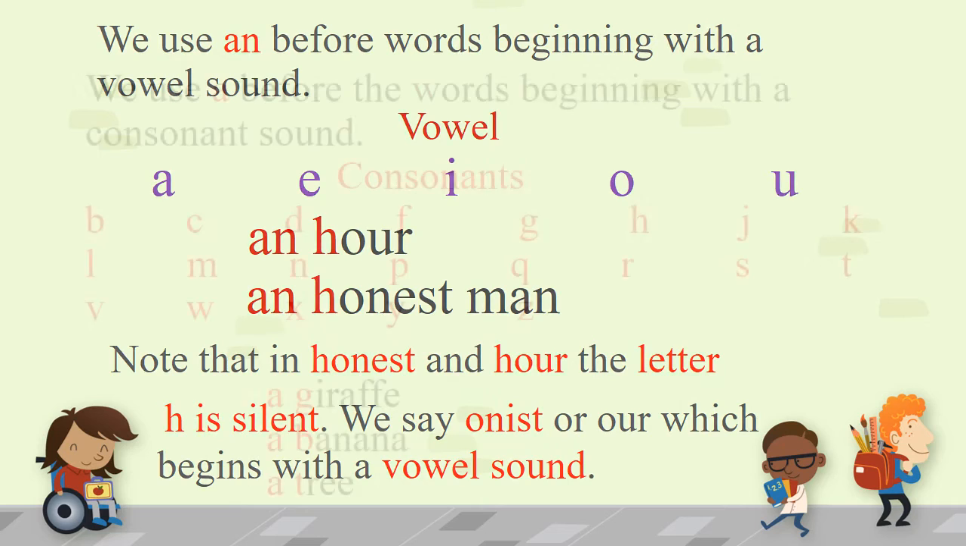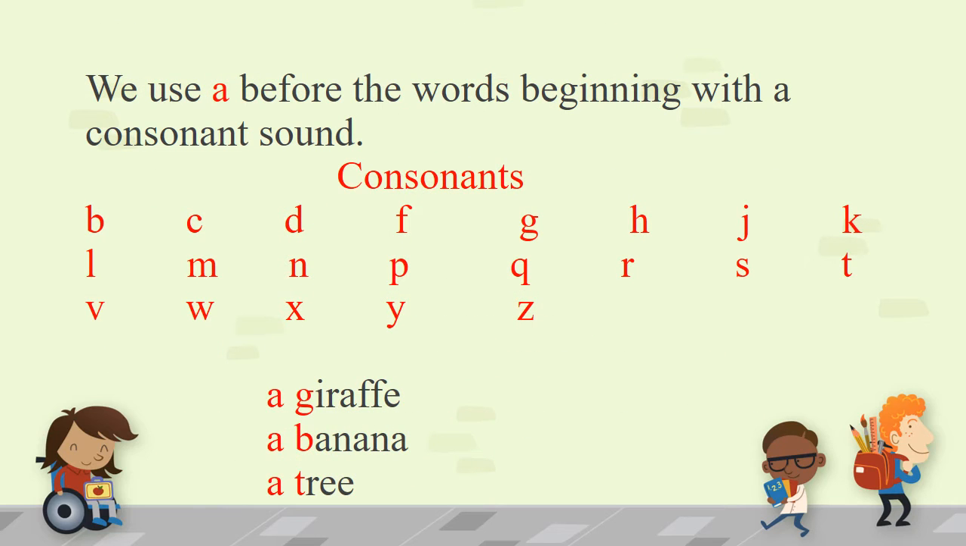Okay. Now let's go to article a. We use a before the words beginning with consonant sounds. You know what are consonants? All the letters in your English alphabet, after you remove A, E, I, O, U, are consonants. Examples, a giraffe, a banana, a tree.